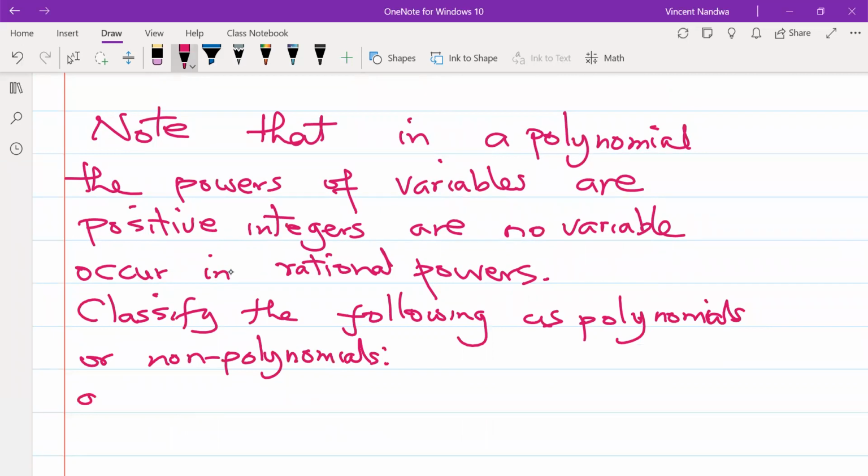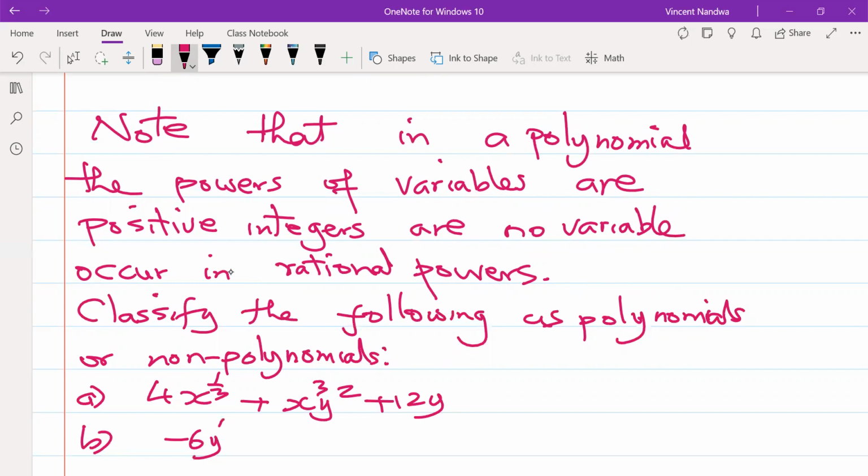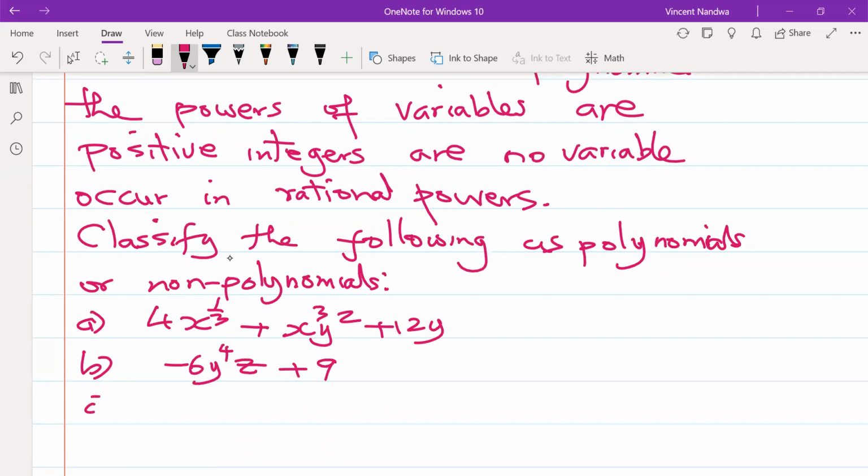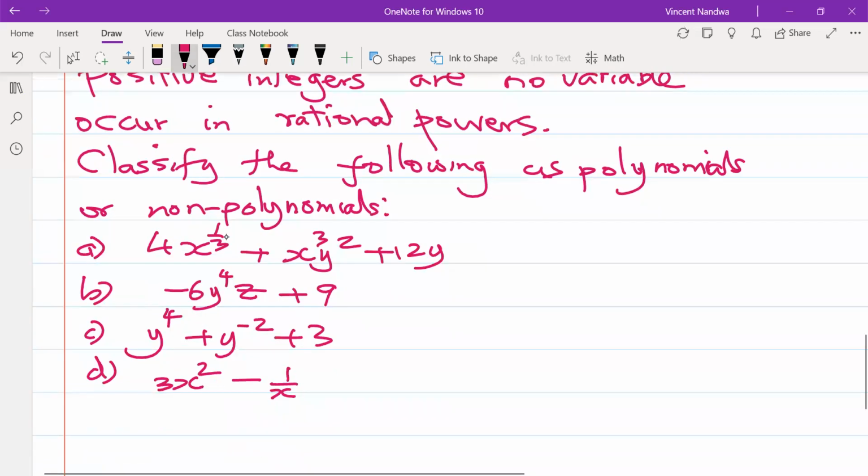The first one: 4x power one third plus x cubed y squared plus 12y. Then minus 6y power 4z plus 9. Then y power 4 plus y power minus 2 plus 3. Then 3x squared minus 1 over x. And lastly, e minus 10.